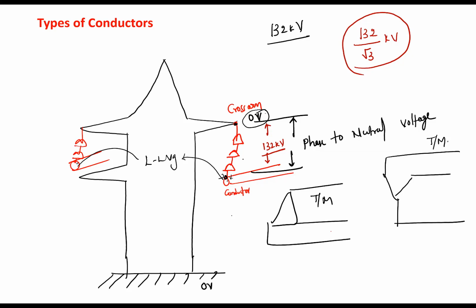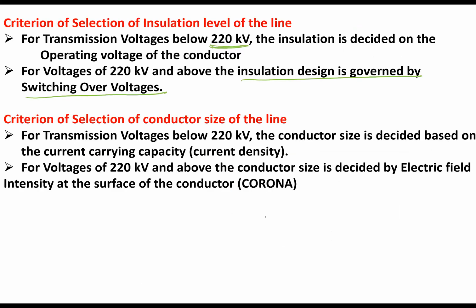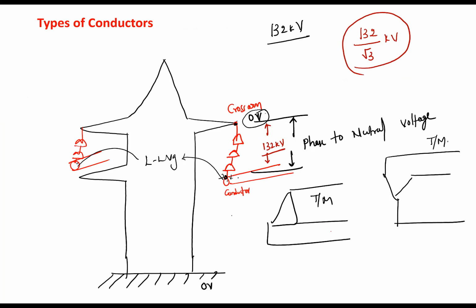Yes, sir. So if we go back and see this sentence again, for transmission voltages below 220 kV, the insulation is decided by what? Operating voltage of the conductor. Operating voltage means the voltage between the conductor and the tower body. That will decide how much insulation we have to provide. I am not telling that you have to provide insulation of only 132 kV. You take a factor of safety of 3.